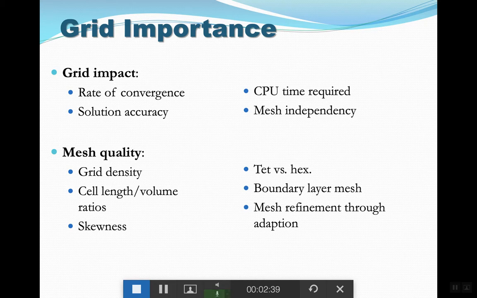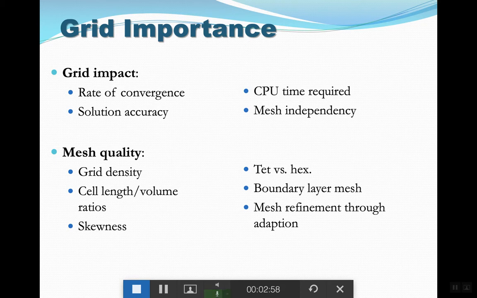Okay, it will impact your CPU time, and also it will impact your mesh independency. Meaning, if you have smaller cells, it's going to spend more CPU time, and if you have a complex mesh, it's going to spend more CPU time, and so forth.